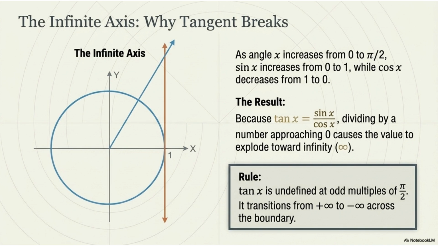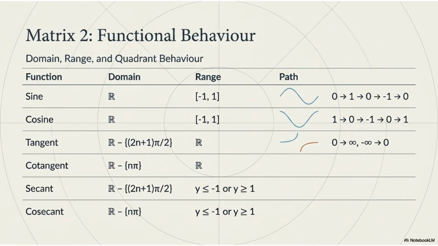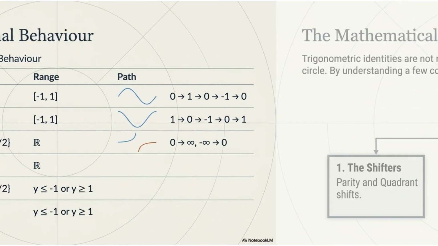Tangent values can behave uniquely. Because tangent is sine divided by cosine, it becomes undefined at odd multiples of pi over 2, as the value approaches infinity at those boundaries. This matrix summarizes the behavior of our trigonometric functions, including their domains, ranges, and how they transition through different values.